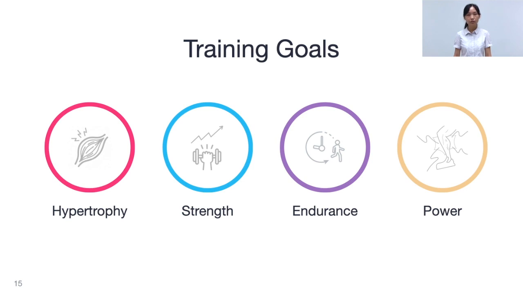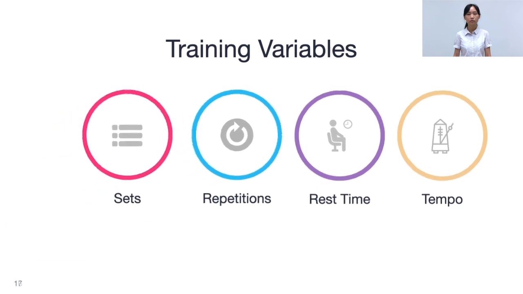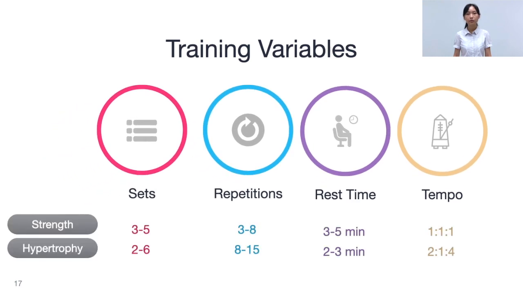People doing strength training have their goals. The 4 basic goals are hypertrophy, strength, endurance, and power. We can adjust the training menu, like sets, repetitions, rest time between sets, and training tempo, to achieve different goals. For example, the suggested training menu is different for strength and hypertrophy training goals. Tempo, which we want to focus on, also has different suggested optimal tempo.